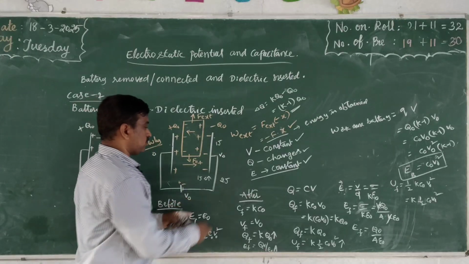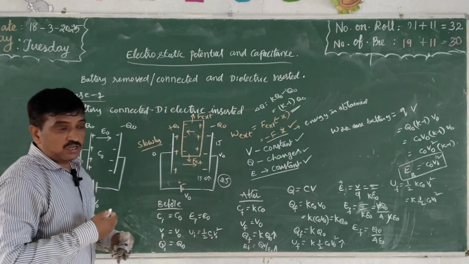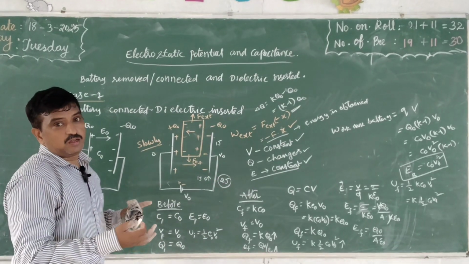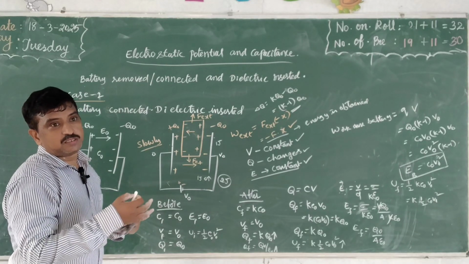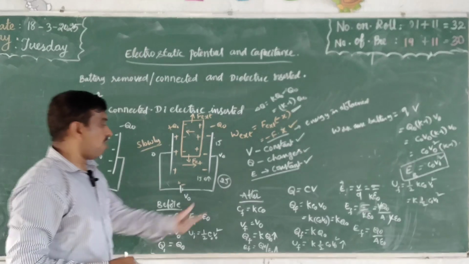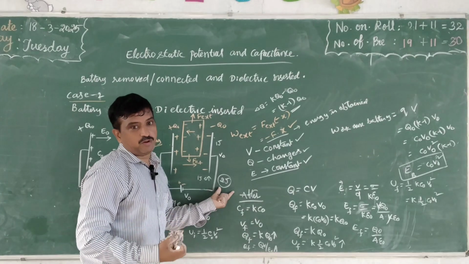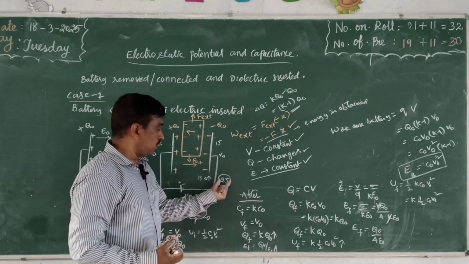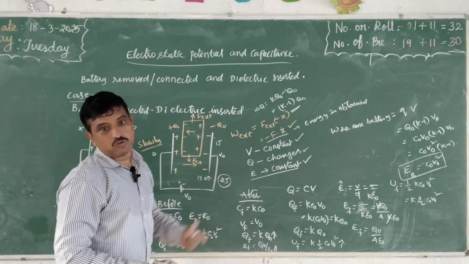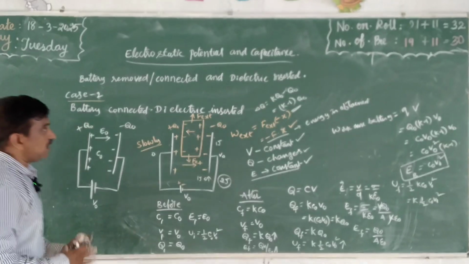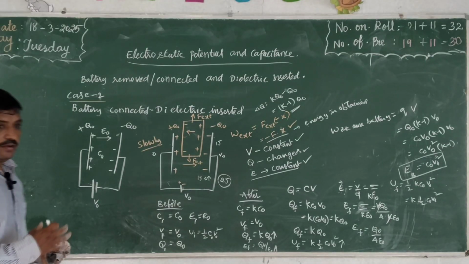The battery supplies 2 joules of energy. What is the energy developed in the capacitor when the dielectric is inserted and the battery connected? Half of the energy supplied by the battery. What is half of the energy supplied? 2 joules supplied, so 1 joule. So the answer is 1 joule. Like that they ask questions in JEE and NEET exams.